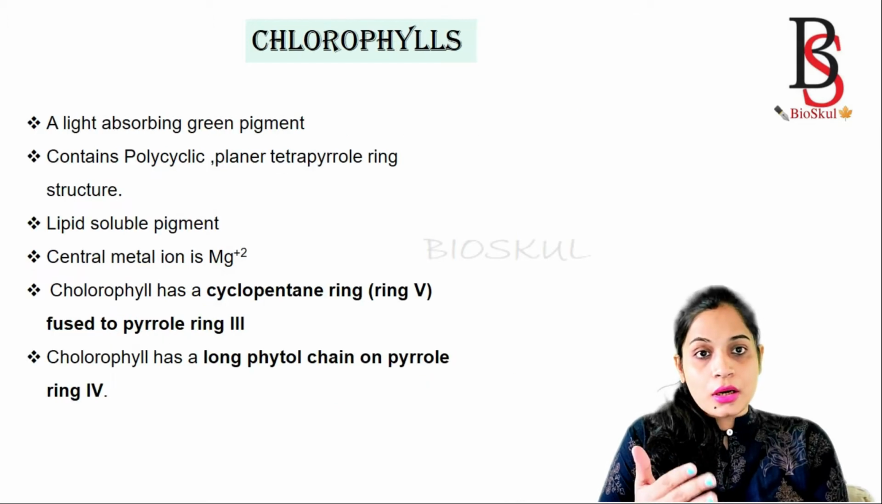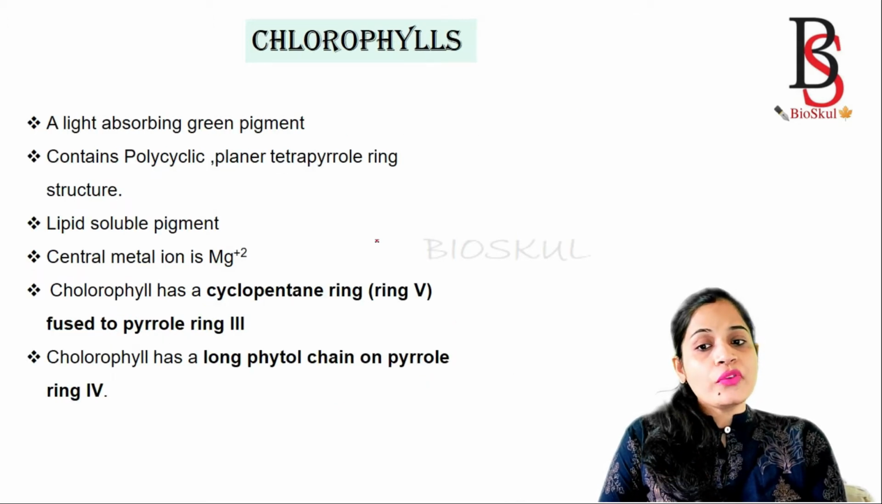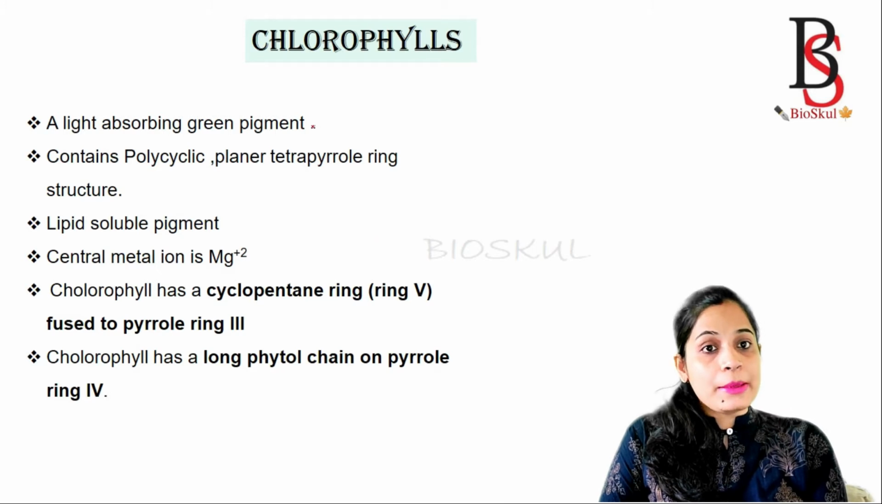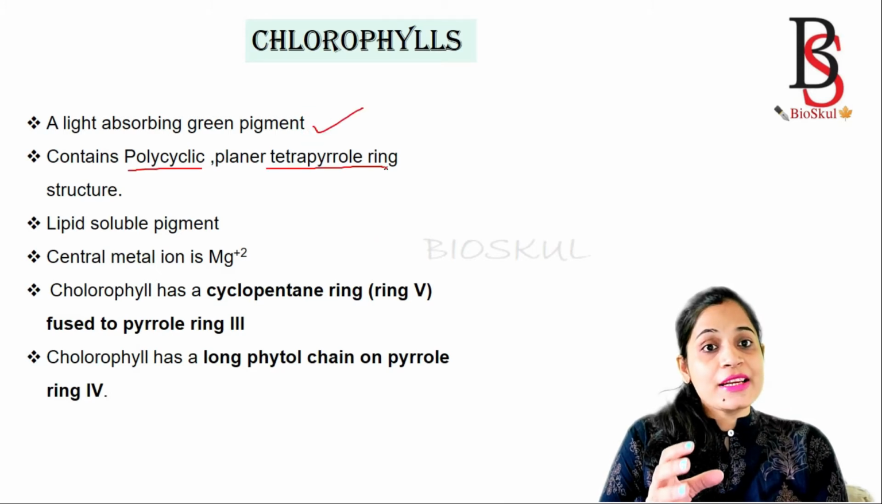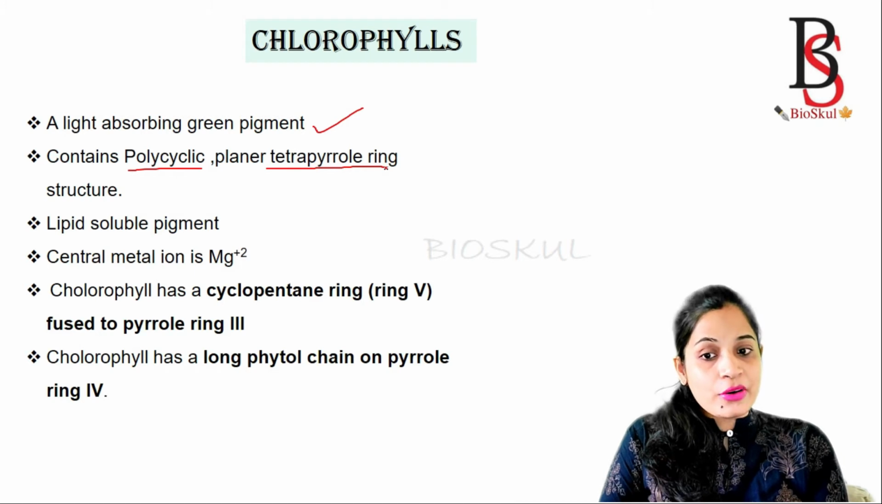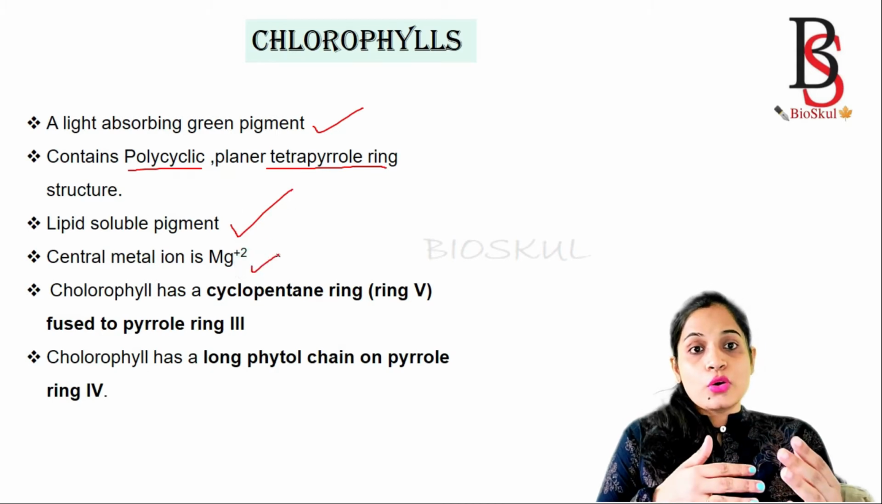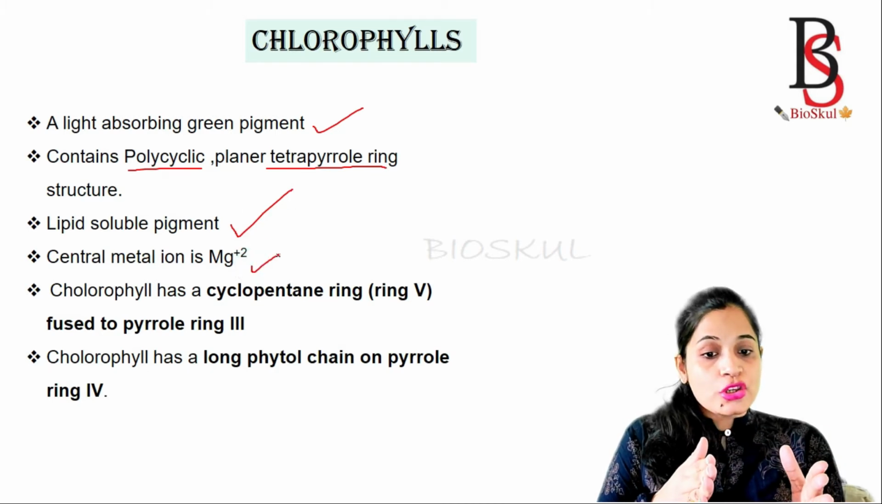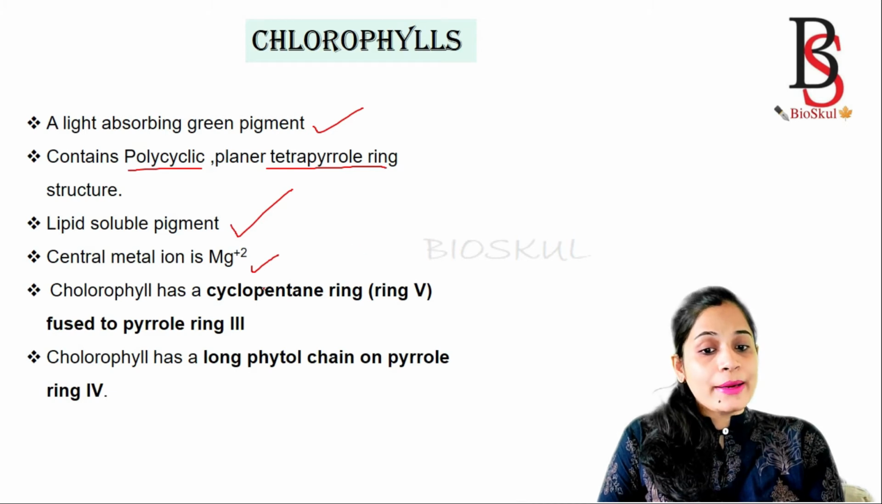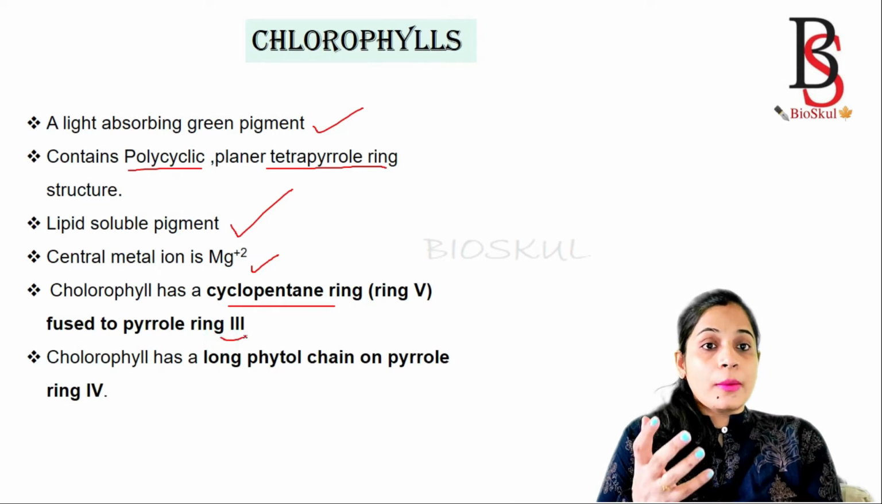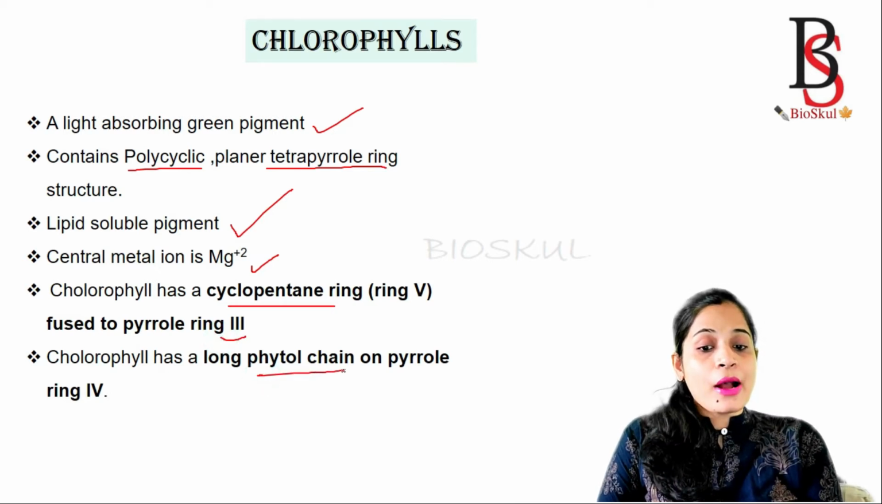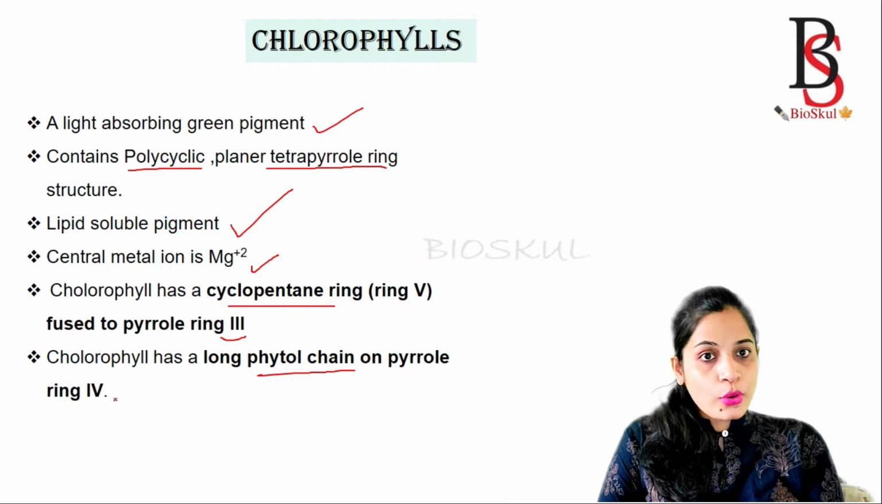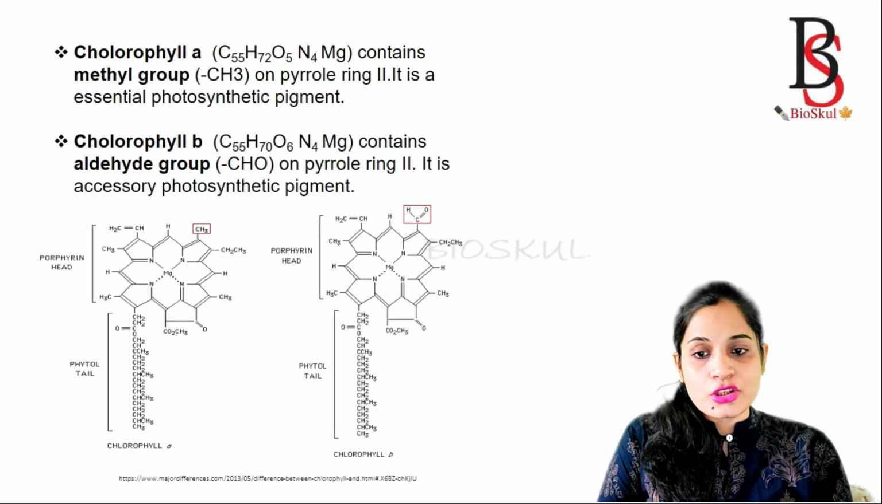Now we will see the structure of the chlorophylls. Chlorophyll is a light absorbing green pigment. Structurally it is a polycyclic tetrapyrrole ring structure. Chlorophylls are lipid soluble pigments. In the center it contains the magnesium ion. As I told you, it is a tetrapyrrole ring structure. The cyclopentane ring is fused with pyrrole ring 3, whereas the phytol chain is found on pyrrole ring 4.